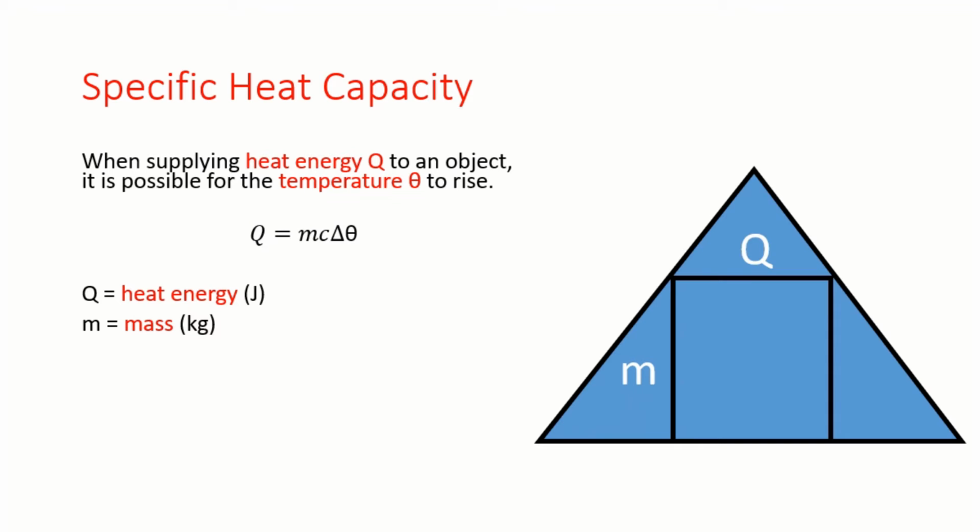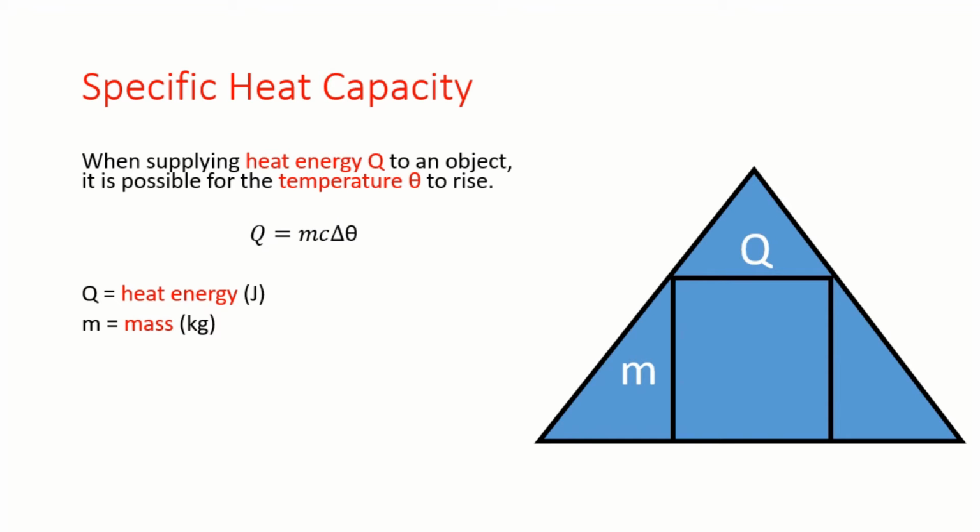Now we think about this. What this means is the more mass I have, the more energy I need to heat it up. And that hopefully makes sense. If you've got a full kettle or a half full kettle, it will need more or less energy depending on how much water's in there. So the less mass, the less energy, more mass, more energy.